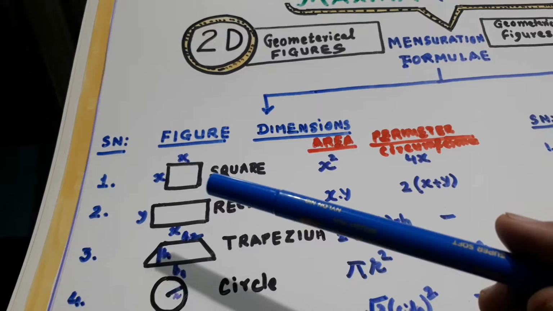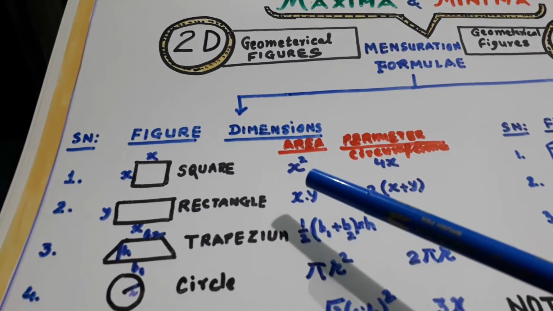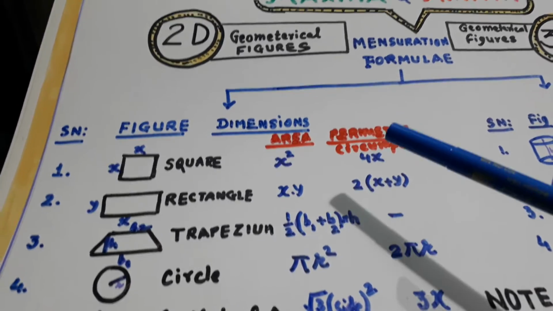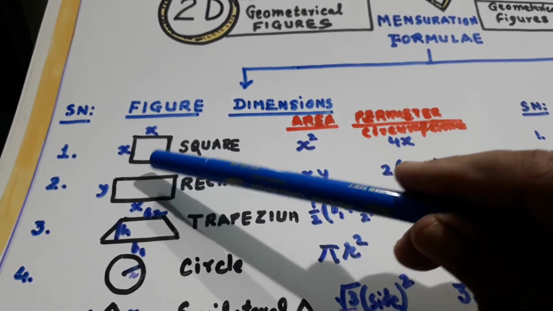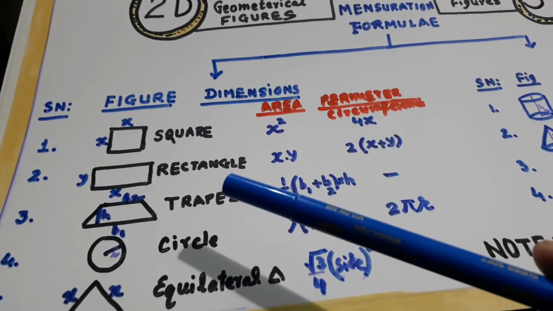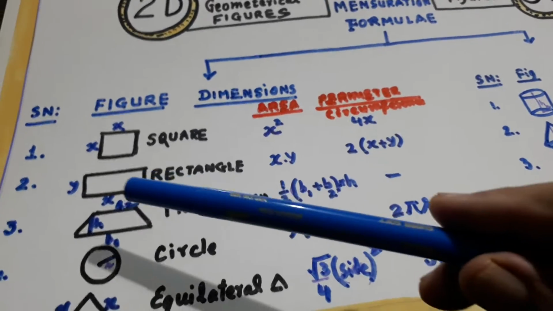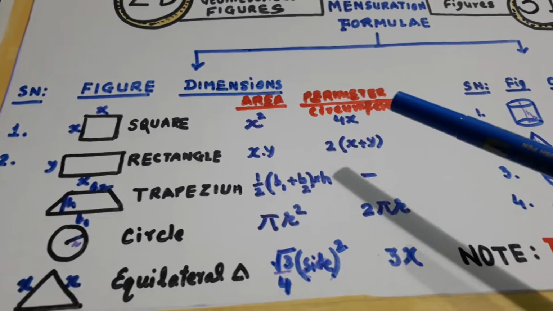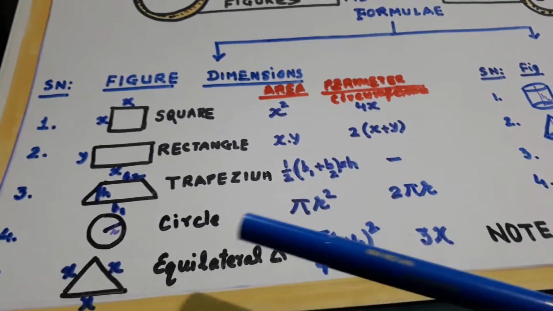First of all, square. Length and breadth are equal. Area will be x square and circumference is 4x. x plus x plus x plus x, that is 4x. Similarly, we note that the area of a rectangle is length into breadth. Length is x, breadth is y, area will be x into y, and the perimeter will be 2 into x plus y.